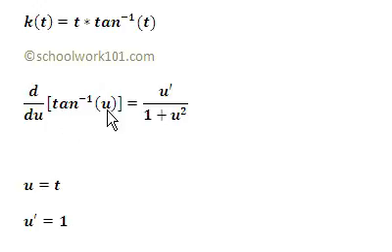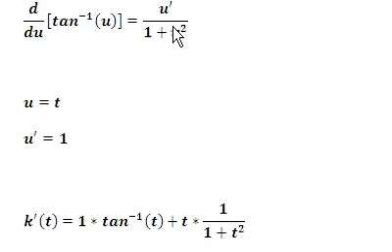So all we do this time is take the derivative. We get u prime over 1 plus u squared. We've identified our u as t, and then the derivative of t is 1. So that would be just plugging the stuff in right here. But what we're going to have to do in this problem is the product rule. So we take the derivative of the first function times the second function rewritten, plus our first function times the derivative of the second function, right? This is the product rule.